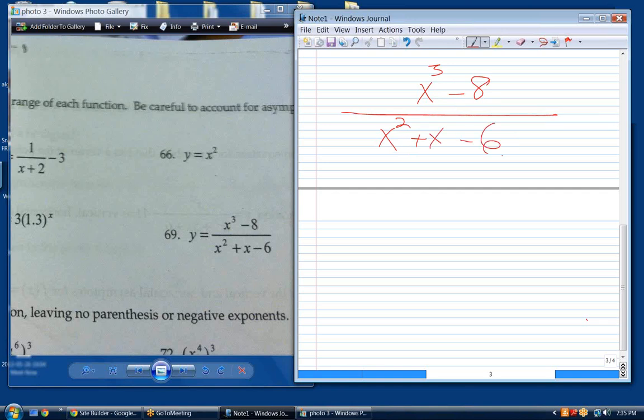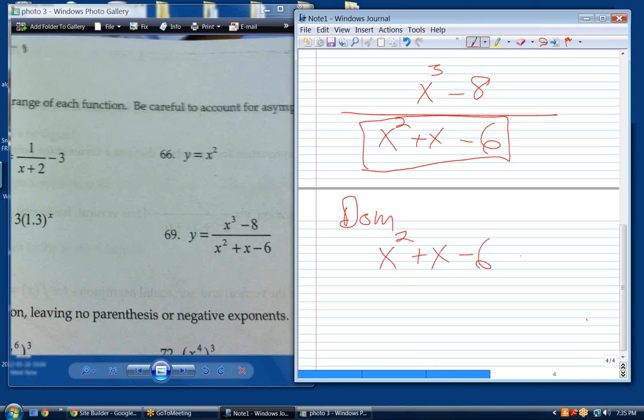Now, what do we know about the domain? X can be pretty much anything except whatever makes that whole thing equal to 0. So to figure out what X cannot be, I have to solve this equation.